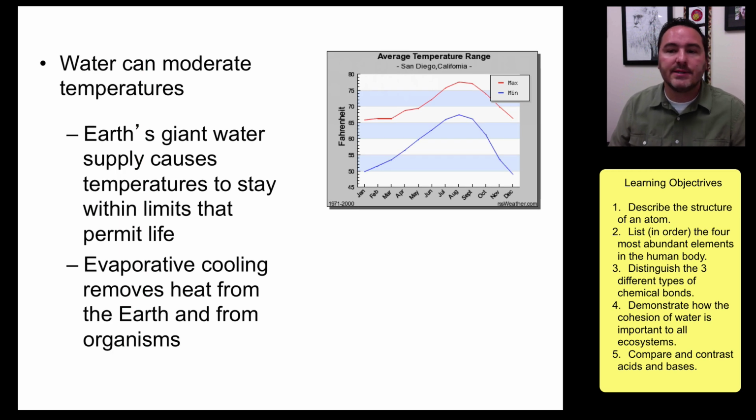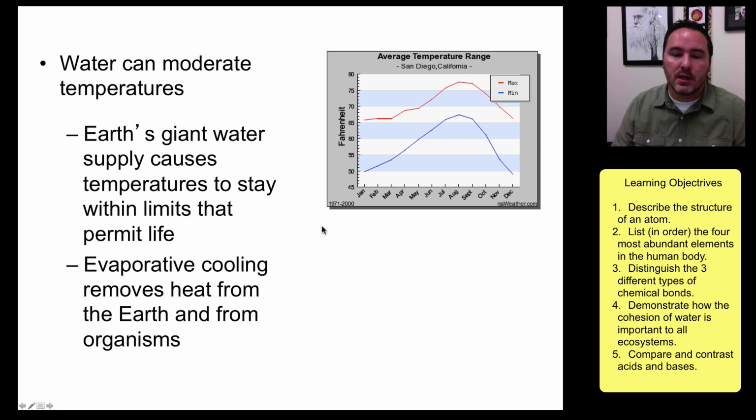Water can moderate temperatures. So for example, if you look at the temperatures in San Diego, you see that there's a range of about 50 degrees in the coldest time in the winter to up to about 78 degrees in the warmest time in the summer. Where I live here in Utah, we get way below zero and even above 100 because we don't have large bodies of water that moderate the temperature.